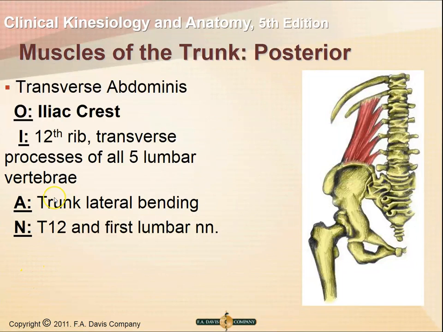So I apologize, there is a typo here, so this should say the quadratus lumborum is the last muscle that we're going to look at, and its origin is going to be on our iliac crest, and its insertion is going to be on the 12th rib, and then the transverse processes of all 5 lumbar vertebrae. You can actually see in this image they didn't illustrate a connection to our L5, so this would attach to all 5 transverse processes of the lumbar vertebrae. And the action of our quadratus lumborum should be lateral bending of the trunk. And this is going to be innervated by T12 and then the first lumbar nerves.